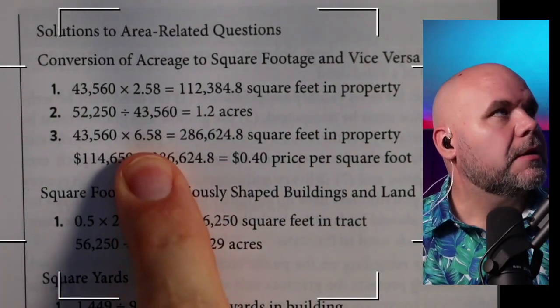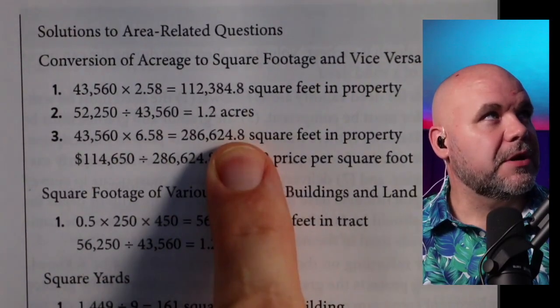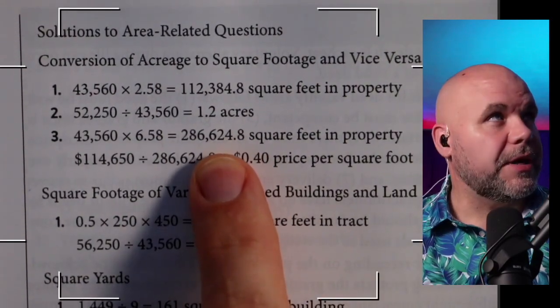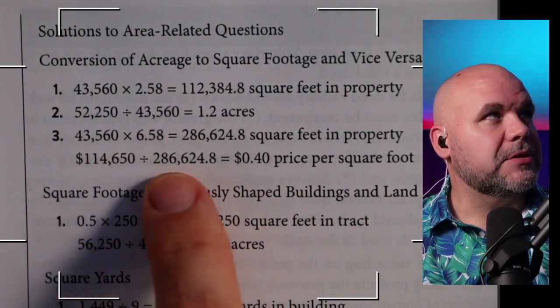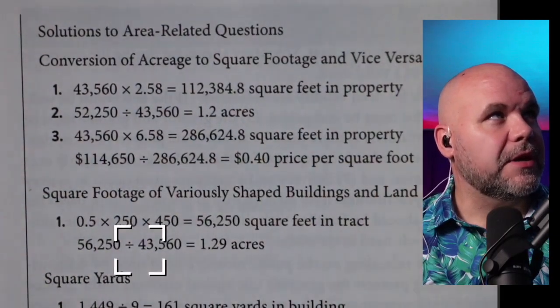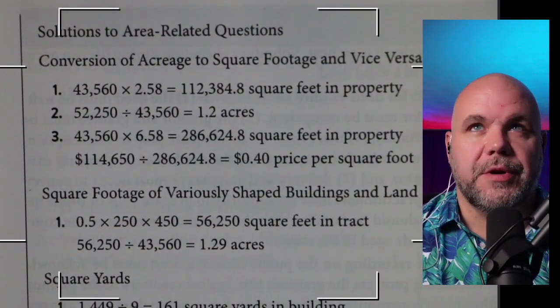$43,560 times the 6.58 acres gave us our 286,624.8 square footage, and then we divide the price it sold for by that square footage to get 0.4, or 40 cents per square foot.